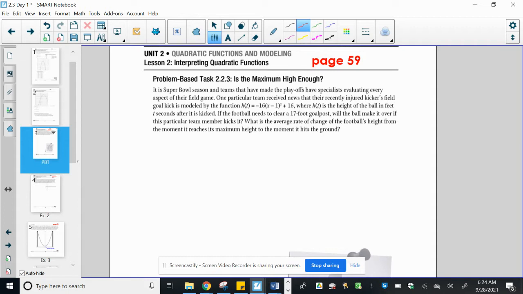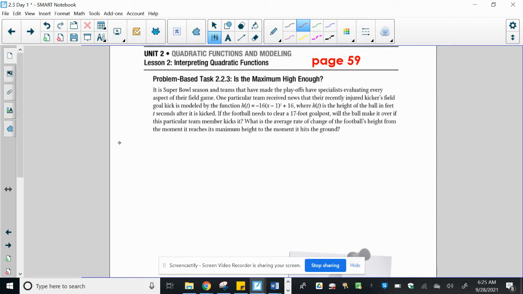It was right before where our homework was. So it says it is Super Bowl season. Teams have made the playoffs, have specialists evaluating every aspect of their field game. One team received news that their recently injured kicker's field goal kick is modeled by this function. H of t is the height of the ball in feet, t seconds after being kicked. If the football needs to clear a 17-foot goal post, will the ball make it over if this particular team member kicks it? And then what is the average rate of change of the football's height from the moment it reaches its max height to the moment it hits the ground? So good review of some work with quadratic functions too in here, where we're going to have to find some different key features of it.